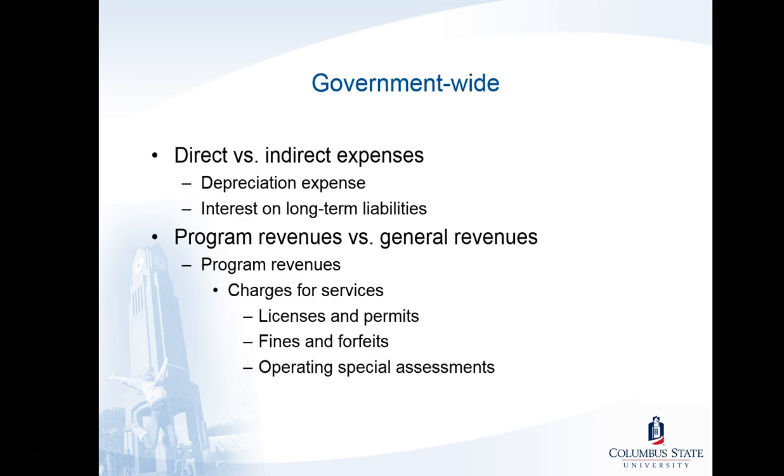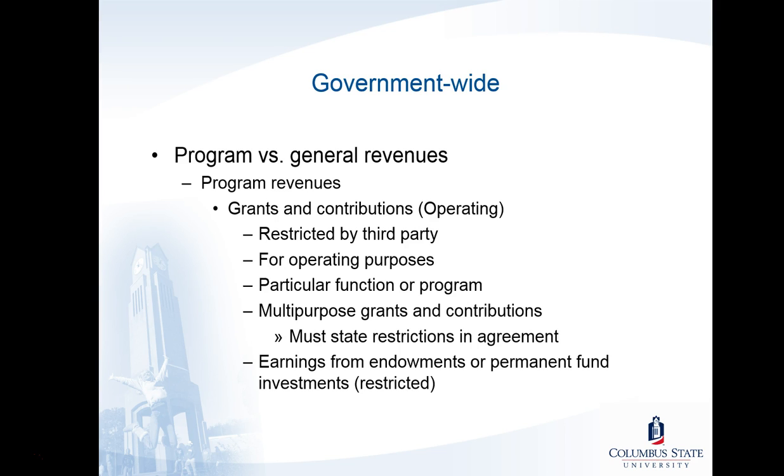Program revenues, charges for services, could be from licenses and permits, fines and forfeitures, and special assessments. Grants and contributions, which are typically operating, are generally restricted by the third party for some kind of operating purpose related to a particular function or program. There can be multi-purpose grants and contributions. They must state the restrictions in the grant agreement. And earnings from endowments, which are in the permanent fund, those are the investments, those are restricted.